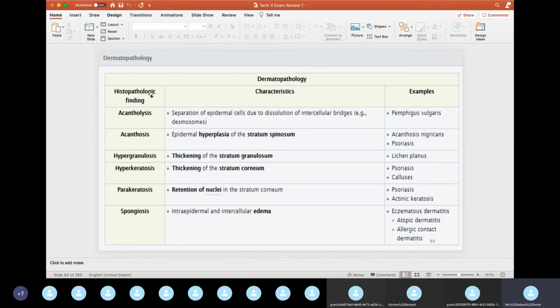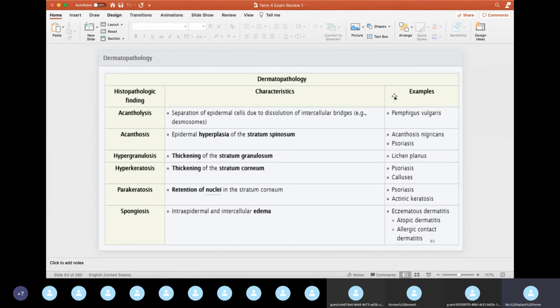Dermatopathology, put a star here. What's the difference between each? The characteristic and example. Acantholysis, separation of your epidermal cells due to, think about deficiency in E-cadherin, your desmosomes, right? So think pemphigus vulgaris. What can we see in staining in pemphigus vulgaris? How are we going to describe pemphigus vulgaris? Fishnet. Fishnet, excellent. Acanthosis is hyperplasia of the stratum spinosum.